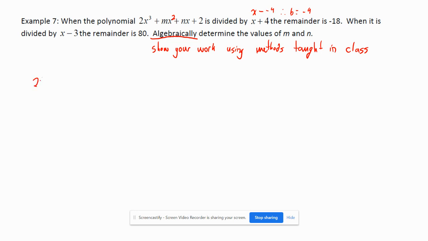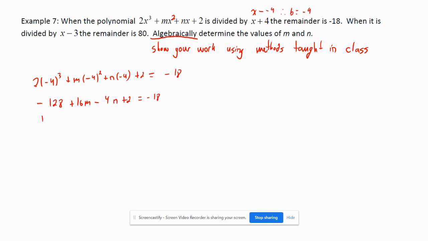So this is going to be 2 times negative 4 cubed plus m times negative 4 squared plus n times negative 4 plus 2. That remainder is negative 18. Okay, so I'm just going to clean this up a bit. Negative 4 cubed is negative 64, times 2 is negative 128. Negative 4 squared is positive 16m minus 4n plus 2 equals negative 18.